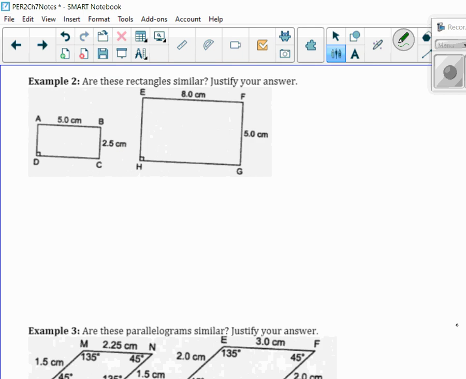So are these similar? These are both rectangles, so all the angles are the same. All angles are 90 degrees, so they're all equal.